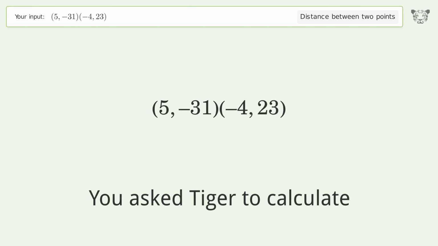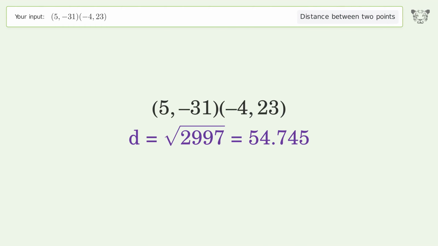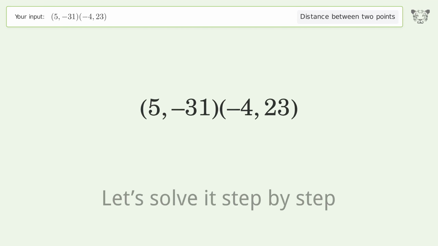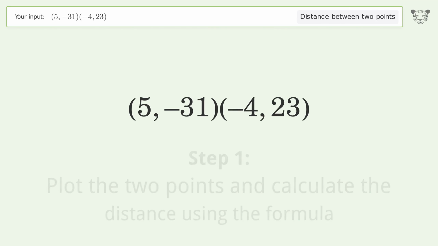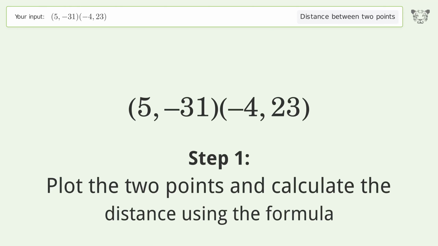You ask Tiger to calculate. This deals with the distance between 2 points. The distance between the 2 points is the square root of 2,997 or 54.745. Let's solve it step by step. Plot the 2 points and calculate the distance using the formula.